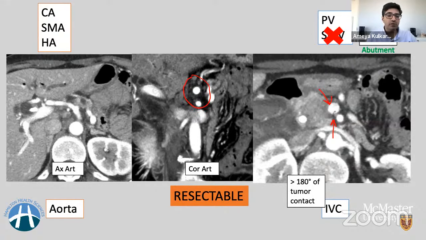To see how use of lexicon is so important when deciding whether a tumor is resectable or borderline resectable, you have to really understand the differences between these two terminologies and remember that they are not the same. Abutment and encasement are both completely different entities.